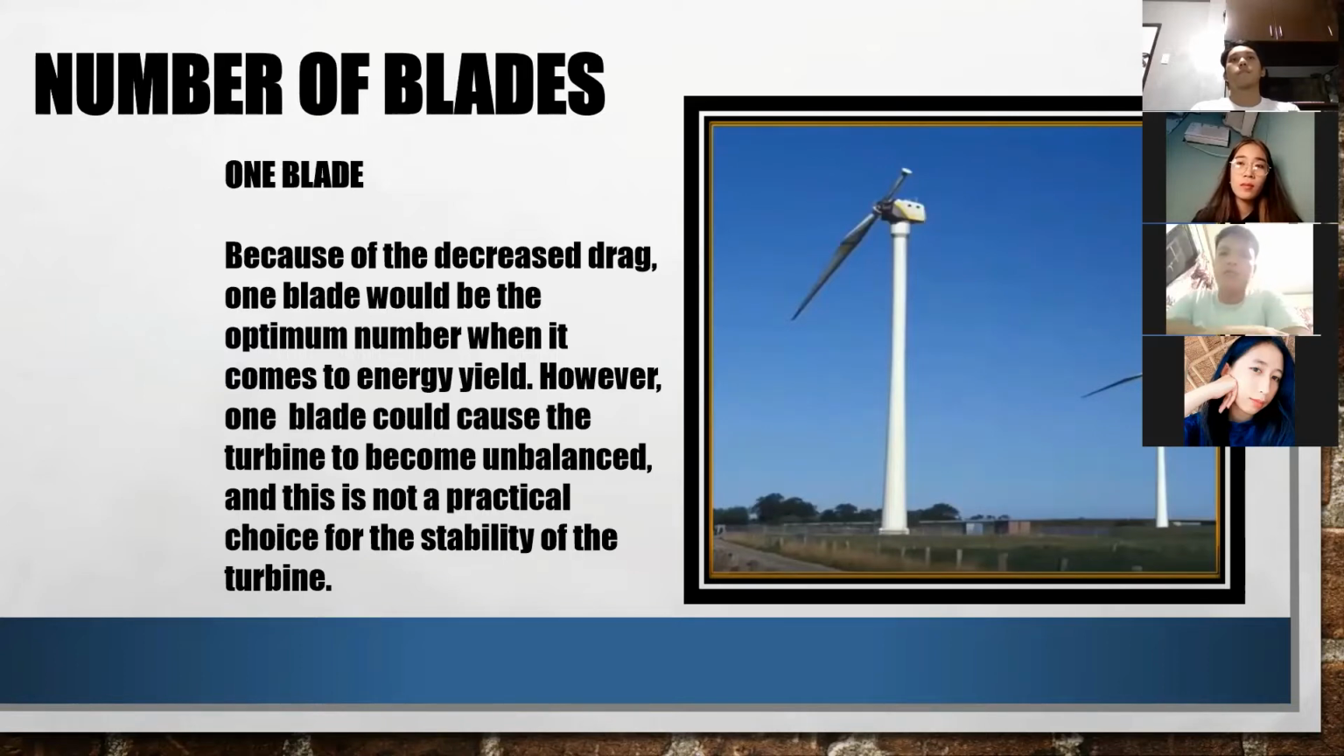One blade. Because of the decreased drag, one blade would be the optimum number when it comes to energy yield. However, one blade could cause the turbine to become unbalanced. And it's not a practical choice for the stability of the turbine.